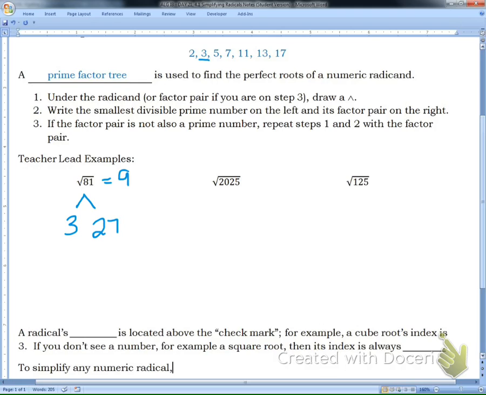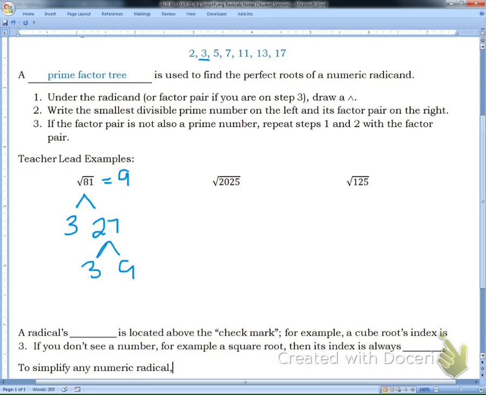And 27, can that be divided by any prime number? Start again with your 2. Can't be divided by 2. How about 3? 27 divided by 3, sure, is 9. What you're going to do every time, it says under the radical, you draw your factor pair. In step 3, if the factor pair is not prime, then we'll repeat the steps, and that's what I did here. The number 27 is not prime, so I had to divide it by the prime number again.